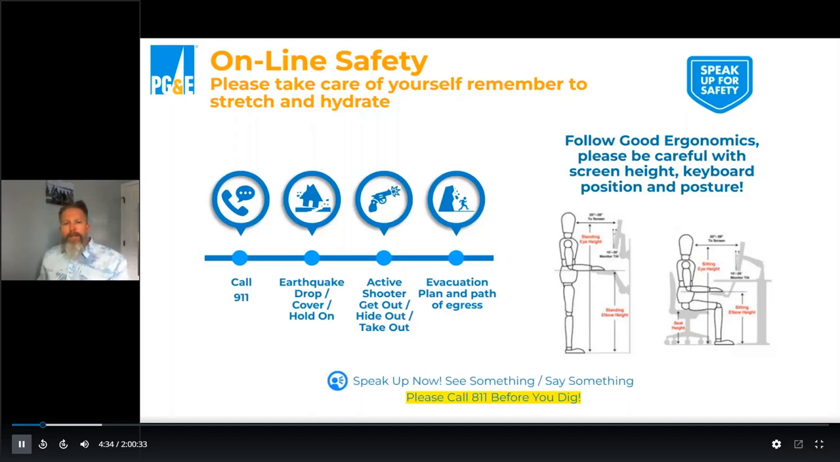If that happens, then hopefully you have a place outside the home or the place of business that is safe as a gathering point in the event of an emergency.